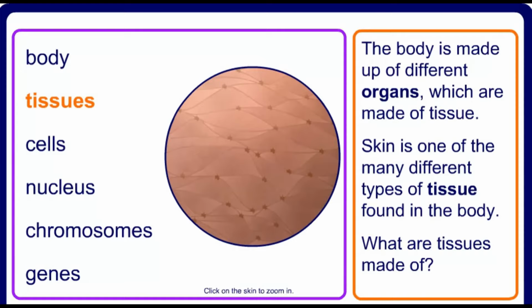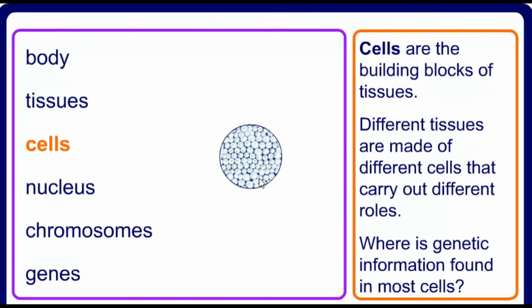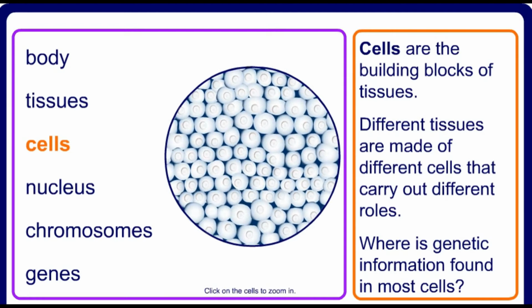So can you still remember what are tissues made of? Yes, tissues are made up of cells. These cells are the building blocks of tissues. Different tissues are made up of different cells that carry out different roles. Where is the genetic information found in most cells? Any idea? Saan ba matatagpuan yung genetic information? What particular cell organelle?